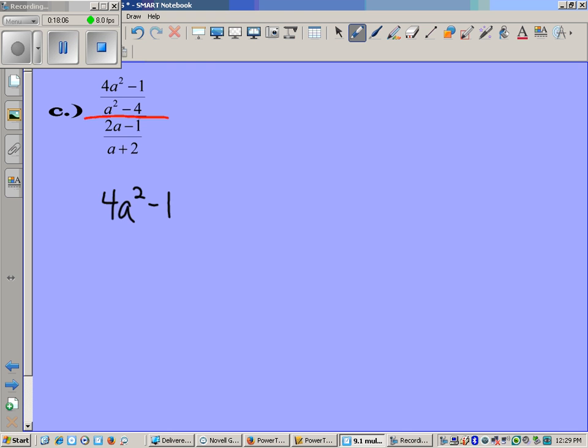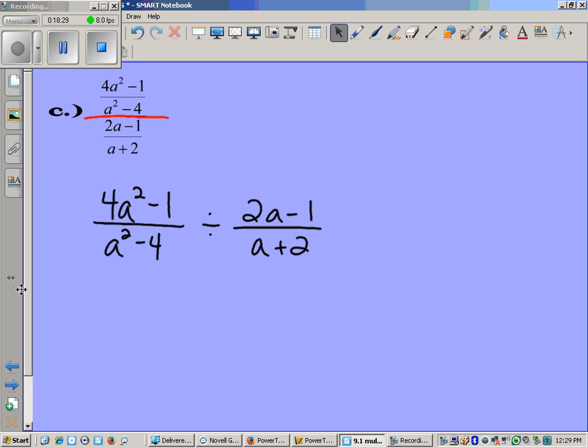Can I say 4a squared minus 1 over a squared minus 4 divided by 2a minus 1 over a plus 2? Isn't that the same thing as just above? But instead of a division bar, I used a division sign. If you don't like it with a division bar, write it with a division sign. It means the same thing.